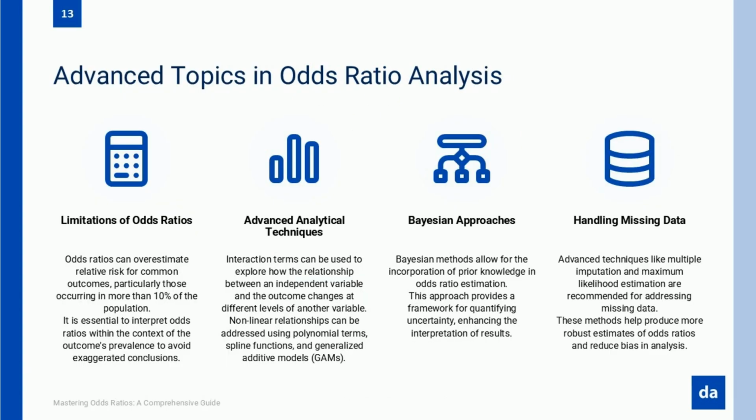You've mastered the basics of odds ratios, but the real world rarely fits neatly into simple models. How do data scientists handle nonlinear relationships or missing data when calculating odds ratios? The answers lie in cutting-edge methods that push the boundaries of traditional analysis.